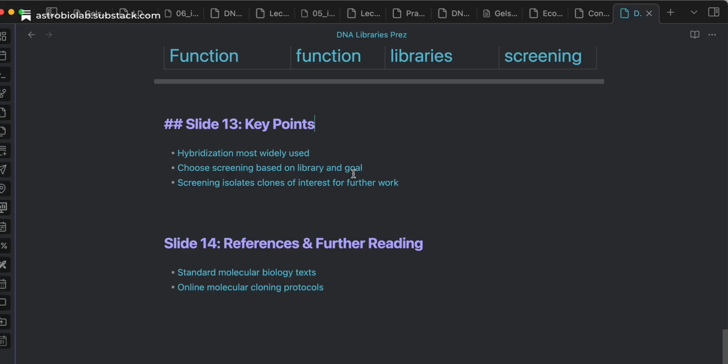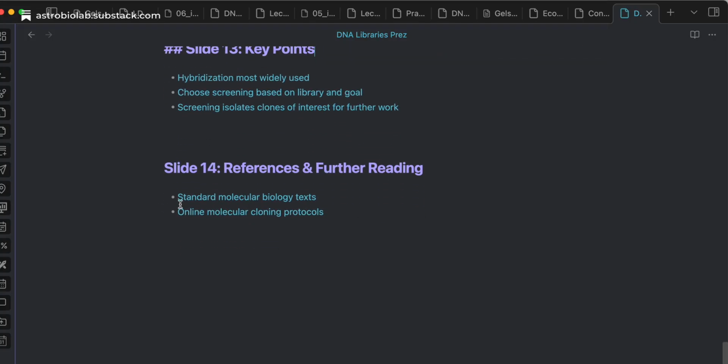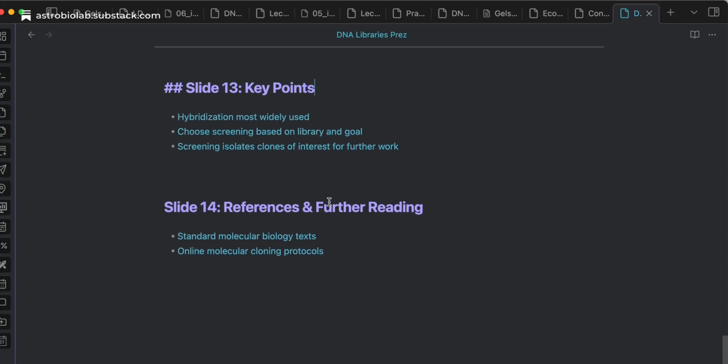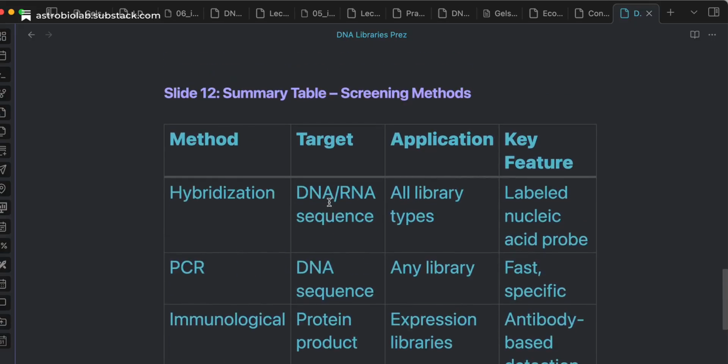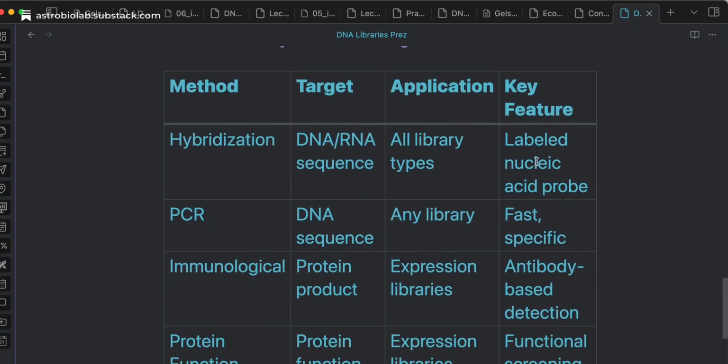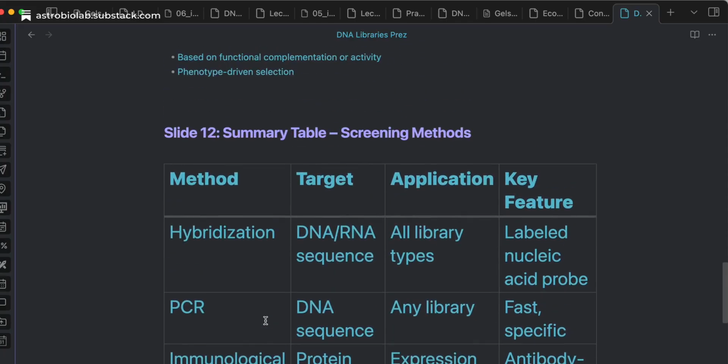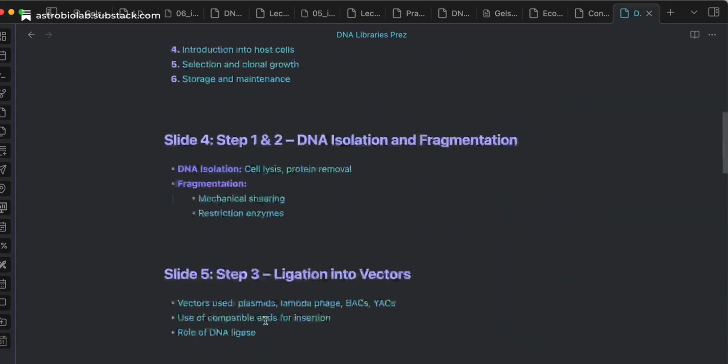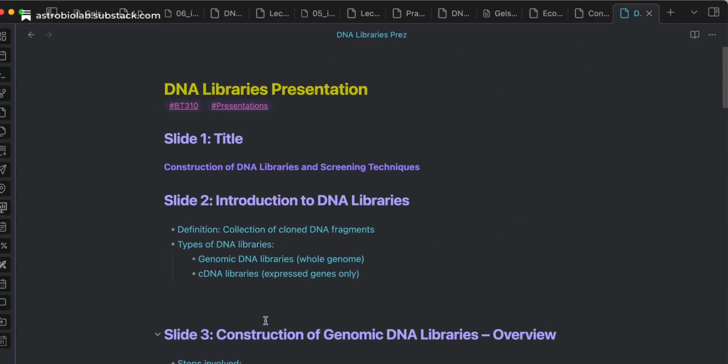It's up to you which screening method you're going to use, and it's based on what your library is and what your goal is. Screening isolates from your library allows you to get the clone of interest, which you'll use for your further work. You must always be up to date with online cloning protocols to understand how you actually do this in the lab, and standard molecular biology texts, which go into this in much more detail. For you, you must understand all the parts of this table and the differences between each of these screening methods. And that's basically it about screening your DNA library.